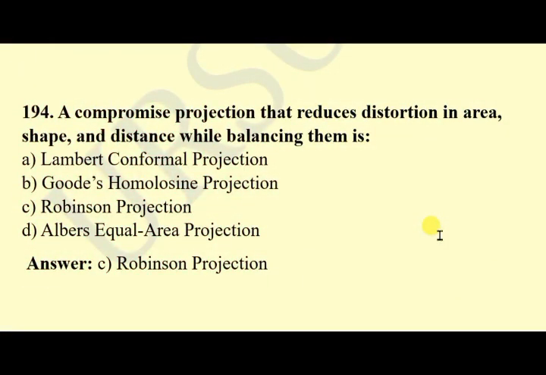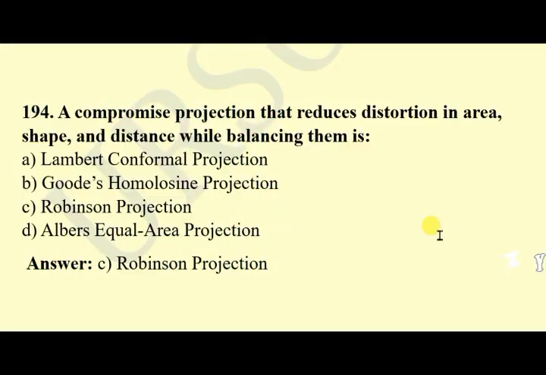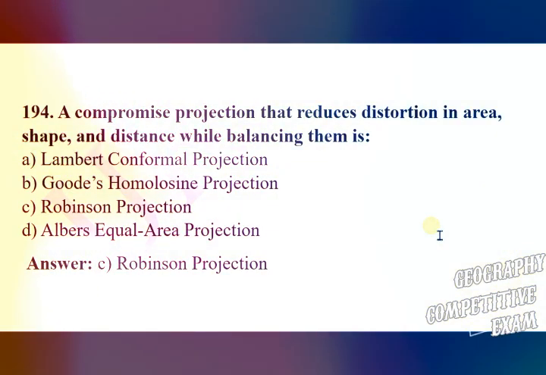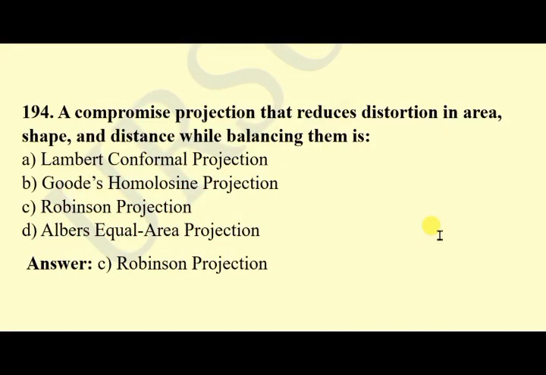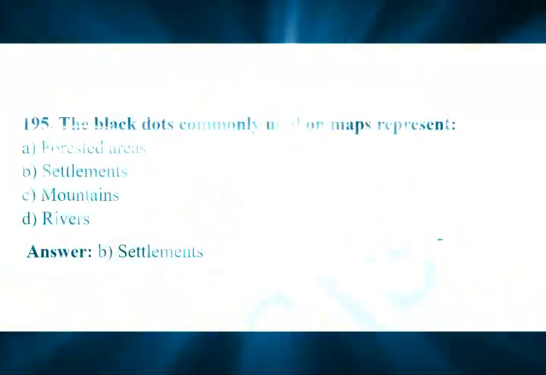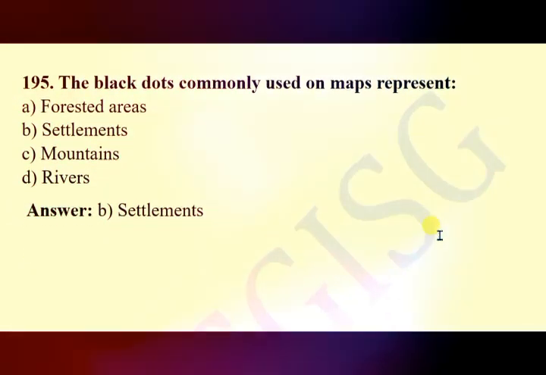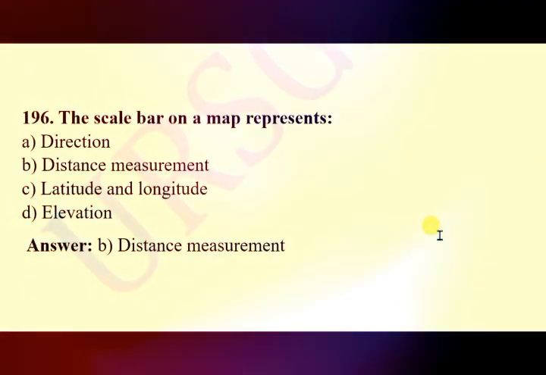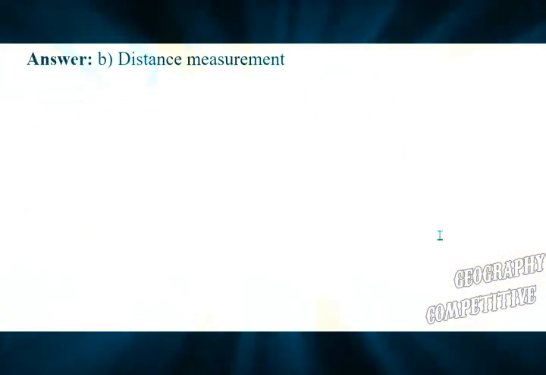Question 194. A compromise projection that reduces distortion in area, shape, distance while balancing them is Lambert conformal projection, Goode homolosine projection, Robinson projection, Albers equal-area projection. Here the right answer will be Robinson projection. Map elements and symbols. Question 195. The black dots commonly used on maps represent forested areas, settlements, mountains, rivers. Here the right answer will be settlements. Question 196. The scale bar on a map represents direction, distance measurement, latitude and longitude, elevation. Here the right answer will be distance measurement.